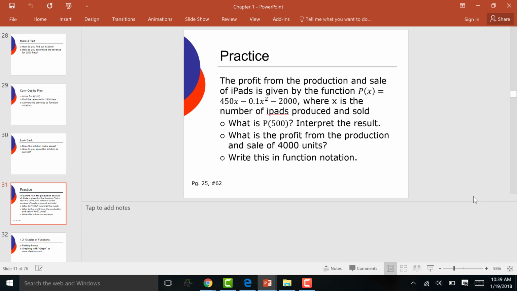This is right. All right, function notation. Is this function notation? Yes, it is. Both of these are function notation. All righty. We have just completed section 1.1.